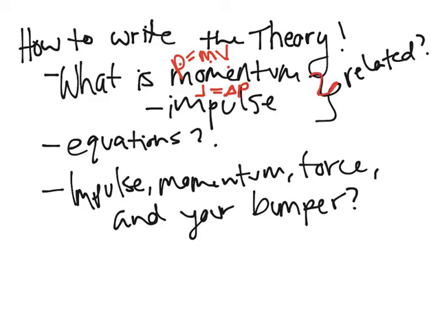So how are they related? Essentially, impulse is the change of momentum. So they're incredibly similar. Momentum is just this attached idea, and this is why we use letters and symbols to make it short. So impulse is essentially just the delta p, or the change of momentum.